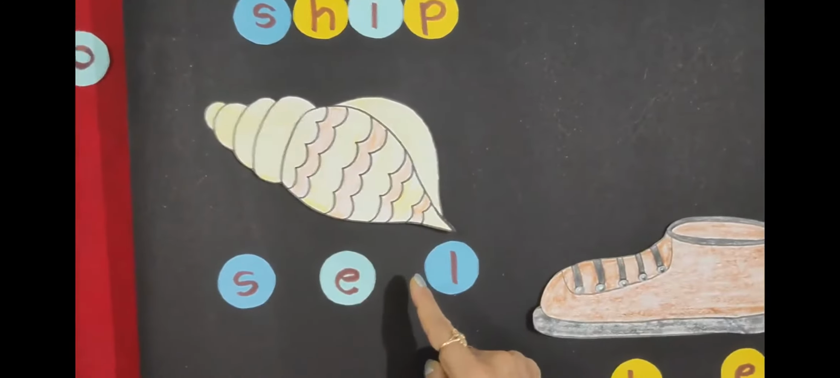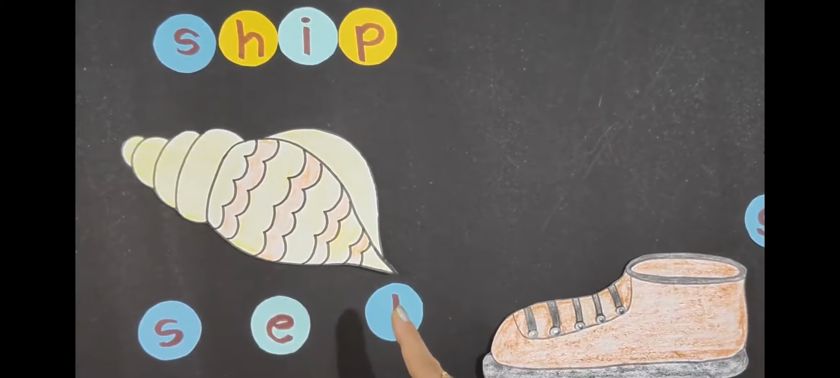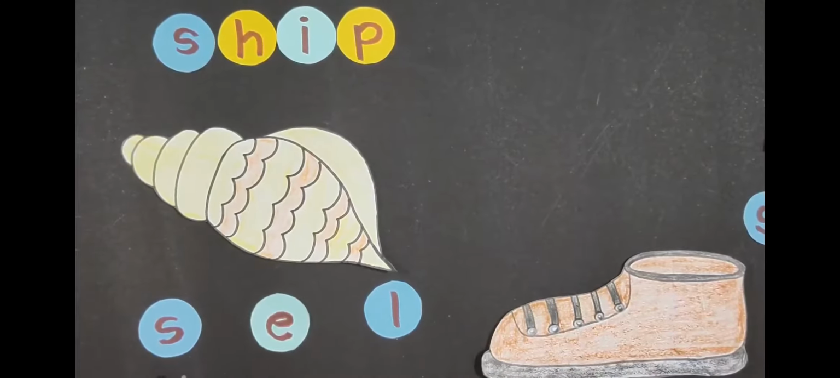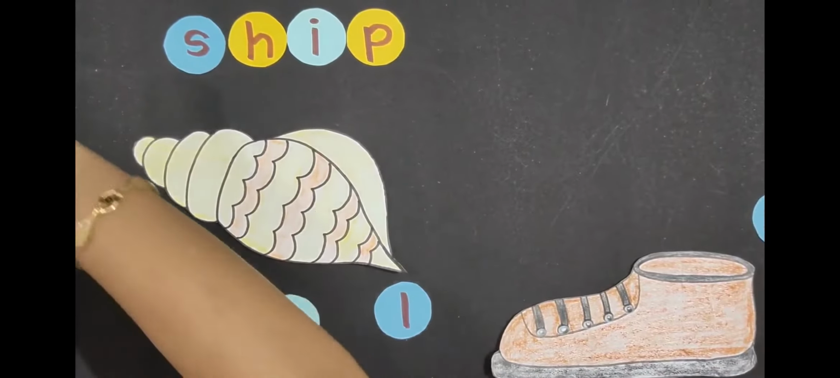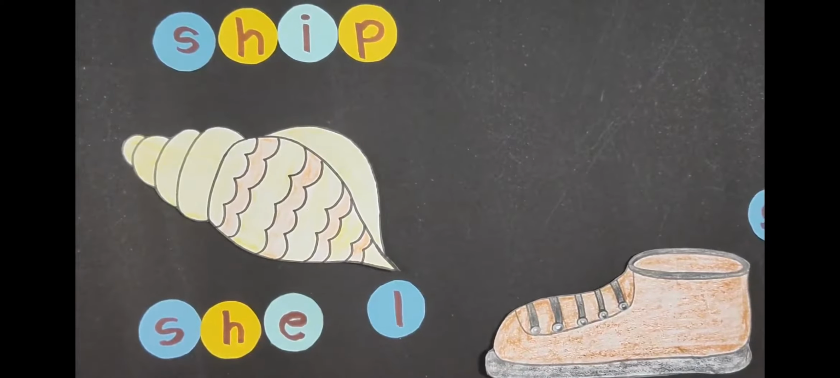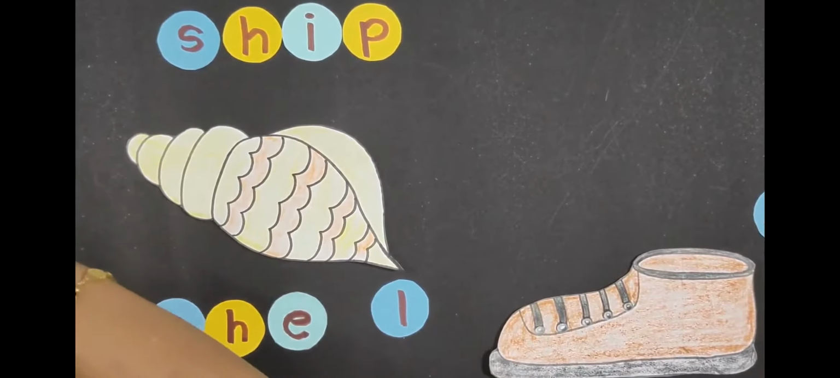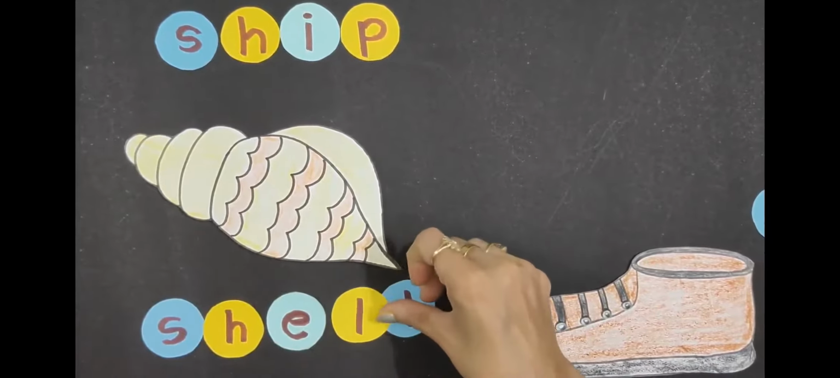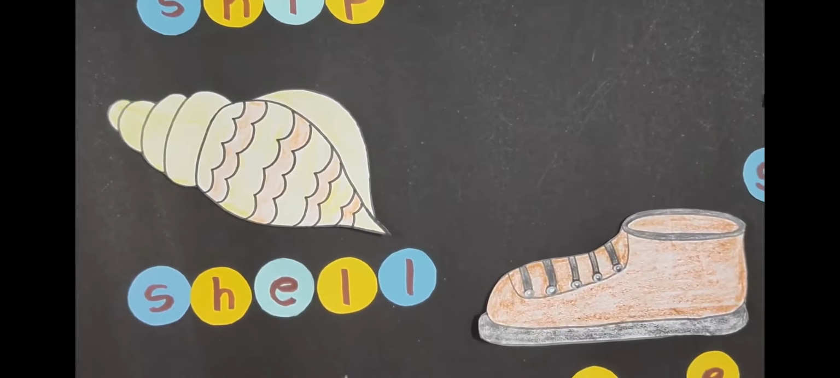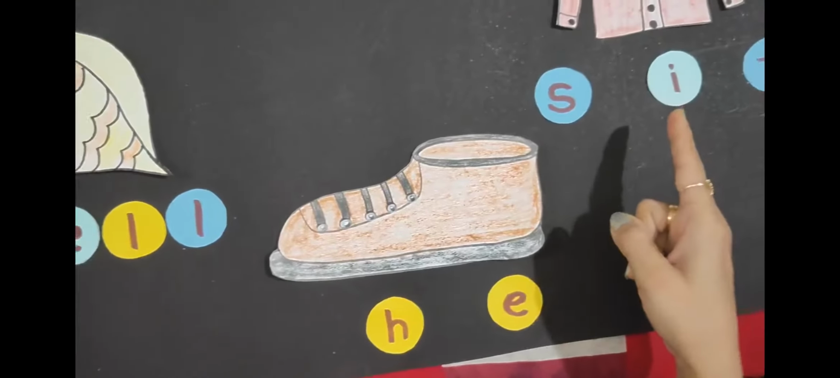Next picture is of shell. S-H-E-L-L. Shell. S is already here. Now which letter will come next? Yes, it's H. S-H-E. Now what will come next? Yes, it's L. S-H-E-L-L. Shell.